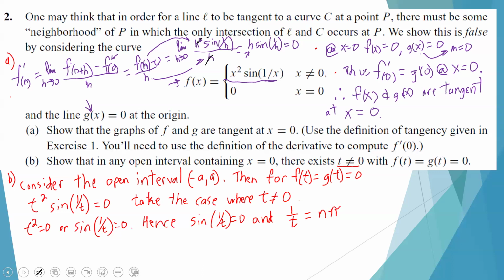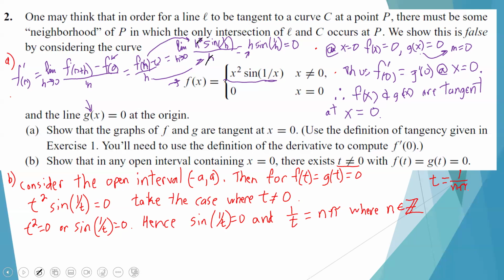Where n is an integer, right? So we should be clear. Where n is an element of v, right? All right, so n is an integer. So we need to find out what t is, right? Because that's the objective of this, is what is t. So consider that using this logic, it means t must equal 1 over n pi.